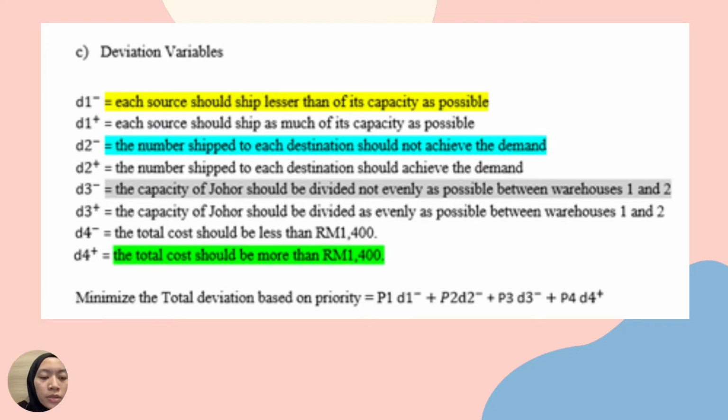Then we minimize the total deviation based on priority, which is P1 D1 minus plus P2 D2 minus plus P3 D3 minus plus P4 D4 plus. In these deviation variables, we need to choose the variable that is opposite to the goals. Then I will pass to the next presenter.